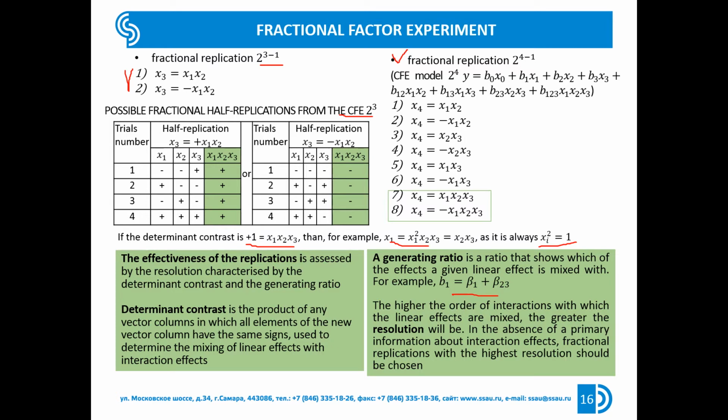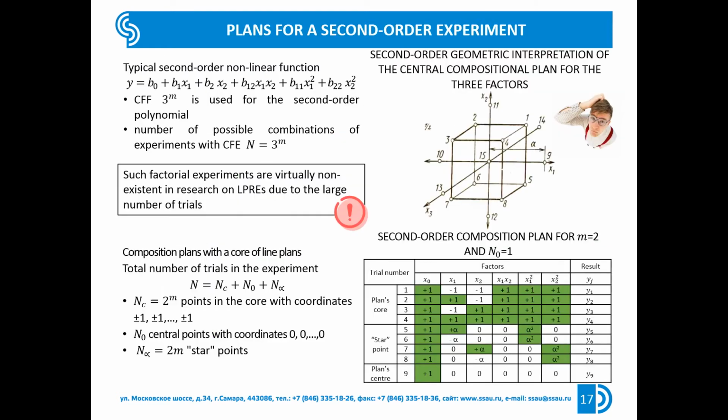For the 8 solutions possible with the choice of half replication, solutions 7 and 8, which are called the main ones, have the highest resolution power. In the absence of primary information on interaction effects, fractional replications with the highest resolution should be chosen. Select the main ones.